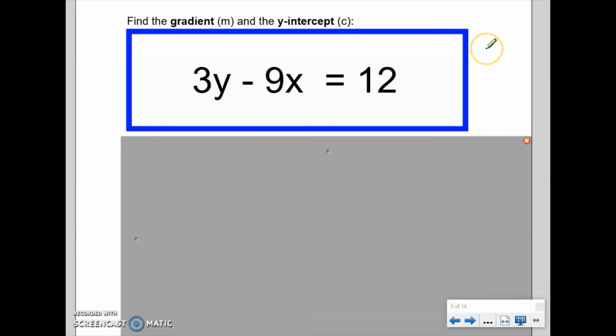Okay, here's another question for you to have a go at. Again, could you pause the video? Could you manipulate the algebra to tell me the gradient and the y-intercept? And could you also have a little think about what the graph of this equation would look like? Could you pause the video now?